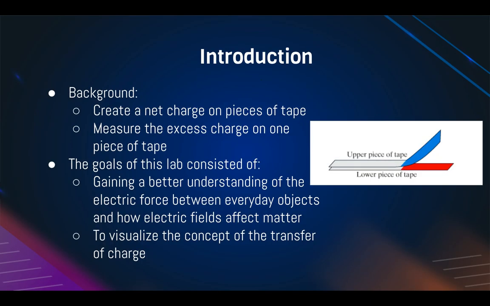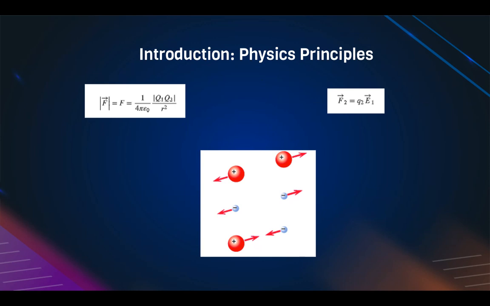So a little background on this lab, we were expected to create a net charge on pieces of Scotch tape and measure the excess charge on one piece of tape by observing different interactions. The goals of this lab consisted of gaining a better understanding of the electric force, also known as Coulomb's law, between everyday objects and how electric fields affect matter, as well as visualizing the concept of the transfer of charge. Some physics principles to keep in mind are objects cannot exert a force on themselves, like charges repel, opposites attract.